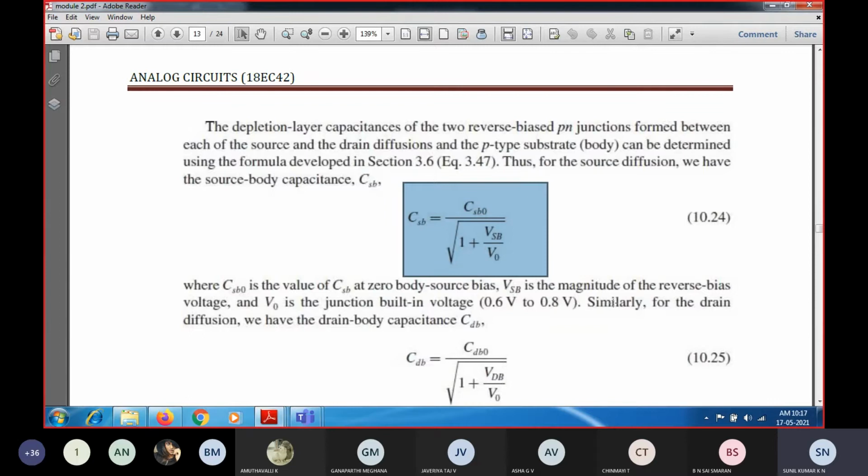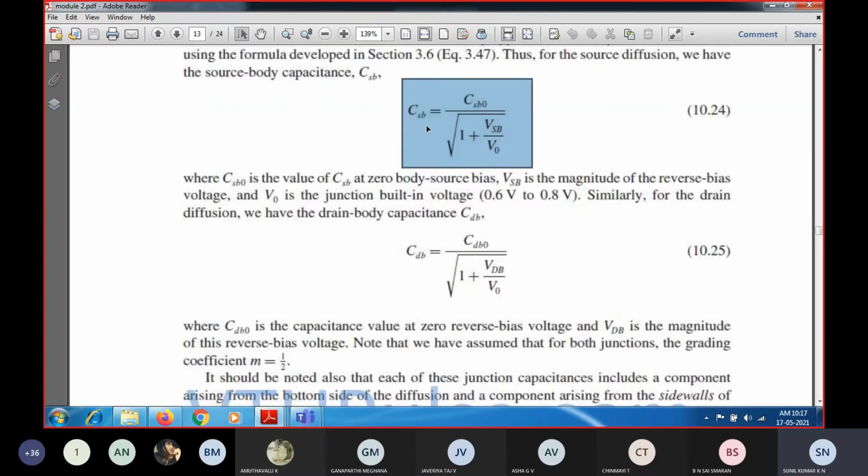Now we are going to find out what is the capacitance associated with that. That is given as CSB. CSB as well as CDB are nothing but both junction capacitances existing between source and body, and drain and body. So source and body CSB is being given. CSB0 is the junction capacitance whenever the body is connected to source, or connected to ground. That is the value of CSB at zero body bias.